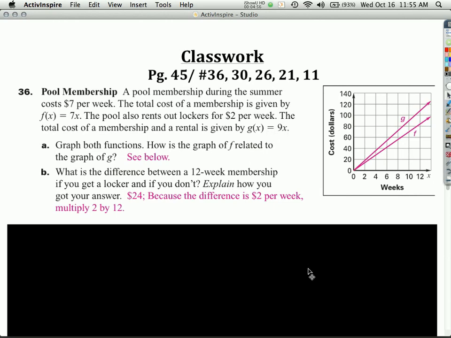There was one part that I neglected to warn you about where it says, how is the graph of f related to graph of g? I didn't want you to do that. If you did, that's good. It's a skill you need later on, but I didn't want to worry about it right now. Part B, what's the difference between a 12-week membership? It's $24. You could have provided a whole bunch of different explanations, but the difference is $2 per week, and so you multiply 2 times 12, you get 24. The $2 is for the locker, okay?